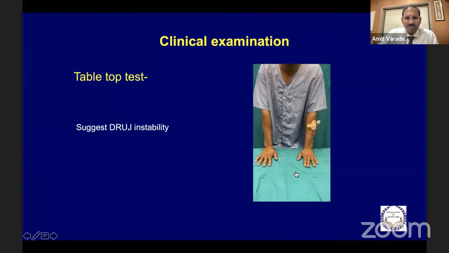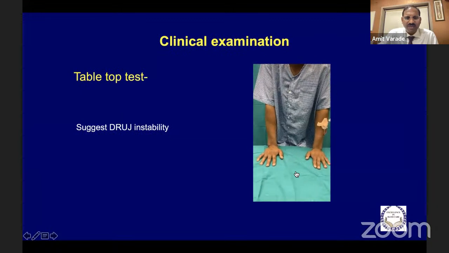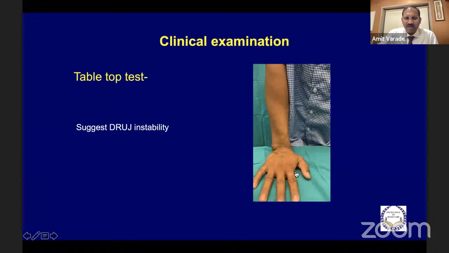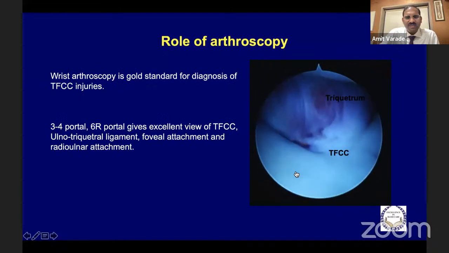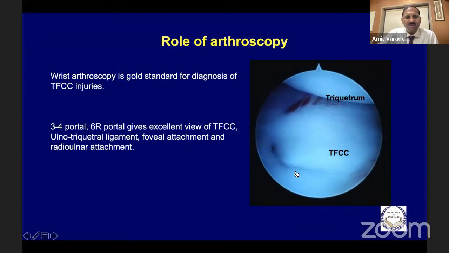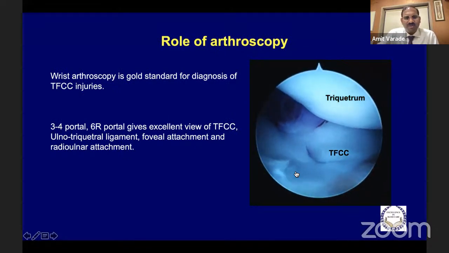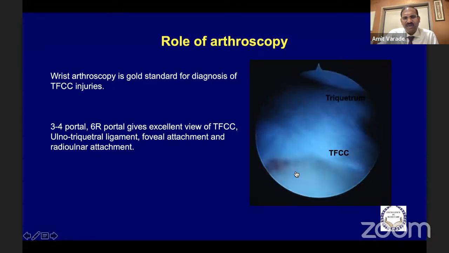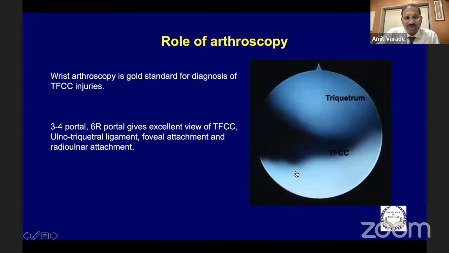So this is the tabletop test which Binu sir has mentioned. Here, the patient is pressing his palm on the table by keeping the elbow straight, and we can see prominence of the ulnar head, which suggests DRUJ instability. So in such cases, wrist arthroscopy is the gold standard, because with the help of the 3-4 portal and 6-hour portal, we get an excellent view of the TFCC.